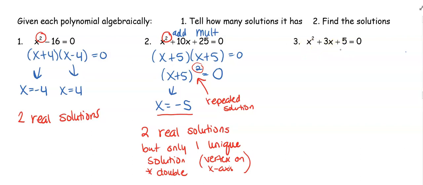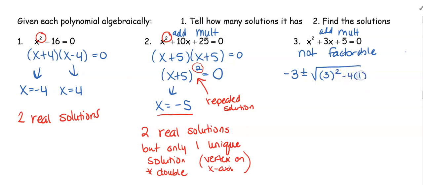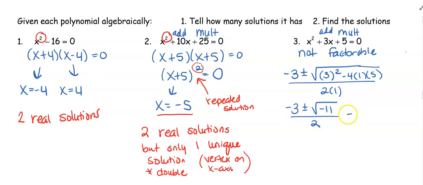Okay, number 3, we can't factor. There are no two numbers that multiply to 5 and add to 3. So when that happens, we've got the quadratic formula, and we've got completing the square. I don't know about you, but I'm going to use the quadratic formula. So the opposite of b, plus or minus the square root of b squared minus 4 times 1 times 5, that's 4ac, all over 2 times a. We simplify the discriminant underneath that square root: negative 3 plus or minus the square root of negative 11, all over 2. That means it's negative 3 plus or minus i root 11, over 2.